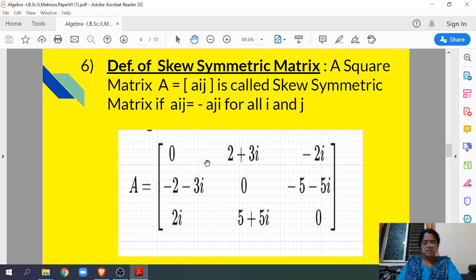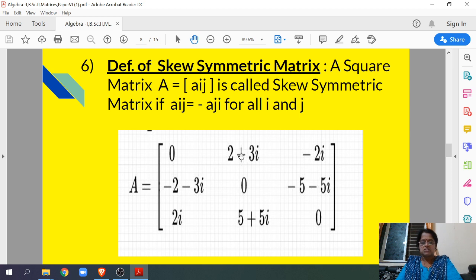Now we will see the definition of skew symmetric matrix. A square matrix A equal to Aij is called a skew symmetric matrix if Aij is equal to minus Aji. Means if A12 is 2, then A21 will be minus 2. Now we will see one example of a skew symmetric matrix.